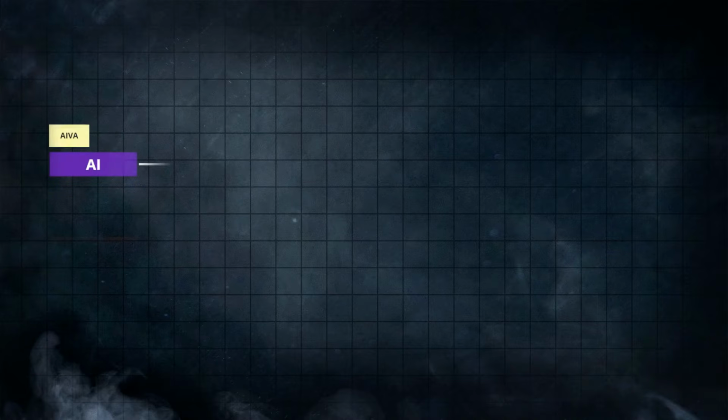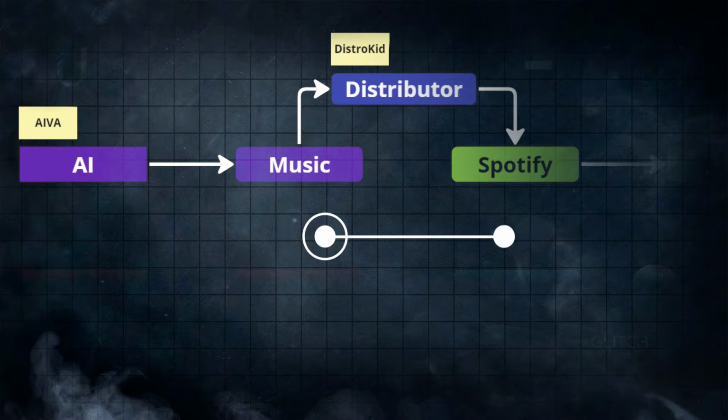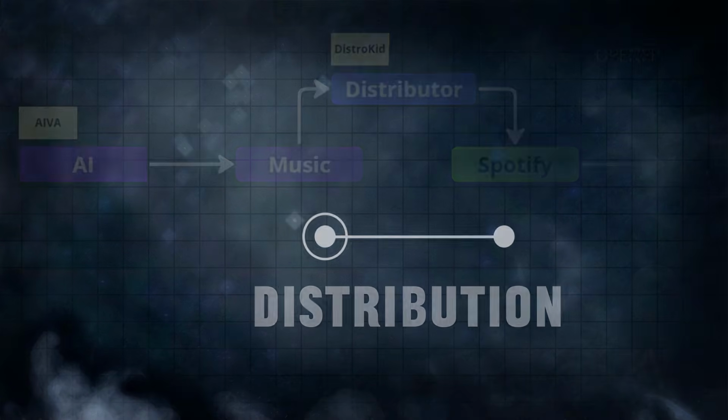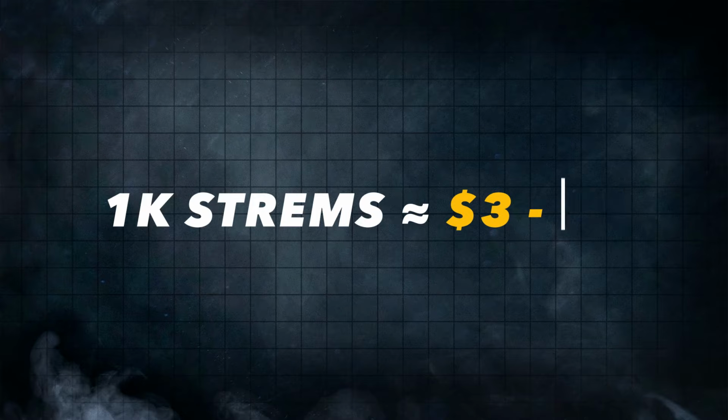First, we'll use AI to create a lot of music, building up a music collection. Next, we'll upload this music on streaming platforms like Spotify and Apple Music. This process is called distribution, and it works just like YouTube in terms of earning money. For example, if your music gets 1,000 plays on Spotify, you can make between $3 to $5 just like that.